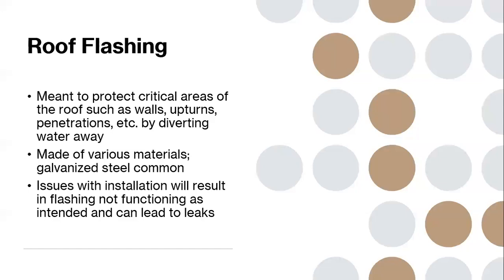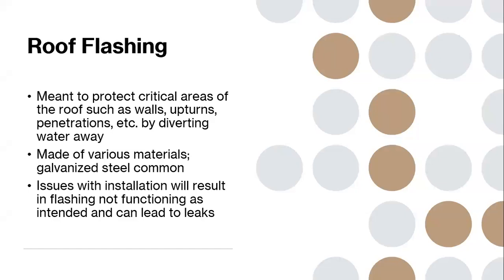So one of the final things we want to touch on is roof flashing. Roof flashing is very important because it protects critical or vulnerable areas of the roof surface, mostly at penetrations or curbs or upturns. At penetrations, especially where areas are cored into the roof deck for things like plumbing, HVAC, electrical, you want to make sure that you have something in place there that's going to divert water away from that opening and make sure water is staying out of the building.